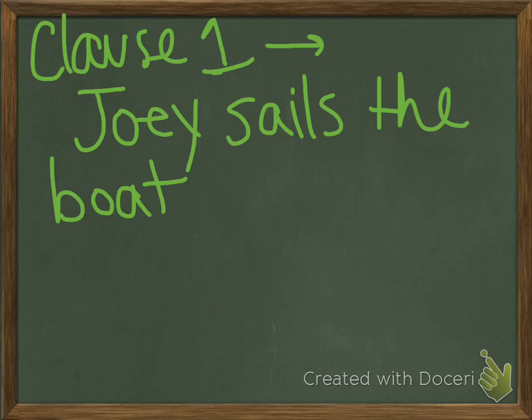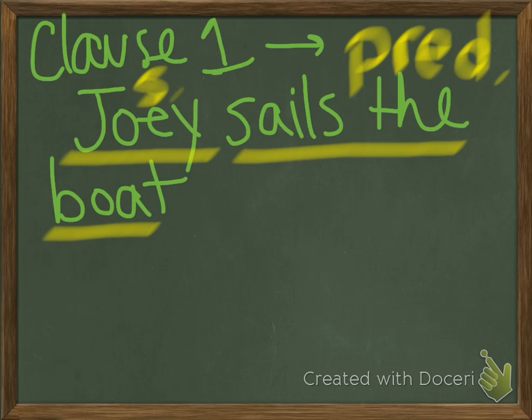Joey sails the boat. This is going to be the first clause that we use in our compound sentence. The subject of this obviously is Joey. And what is he doing? He sails the boat. That's the predicate.